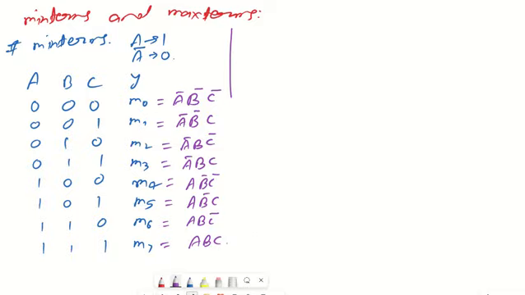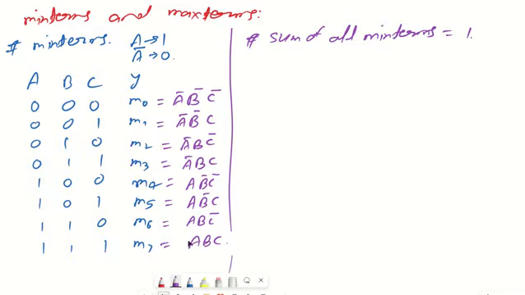Now a few properties are there for min terms. I will list out here that the sum of all min terms is equal to 1. It means if you add M0, M1, M2, M3, M4, M5, M6, M7, you will definitely get logic 1. It means the summation of M0, M1 up to M7 is going to be equal to 1.